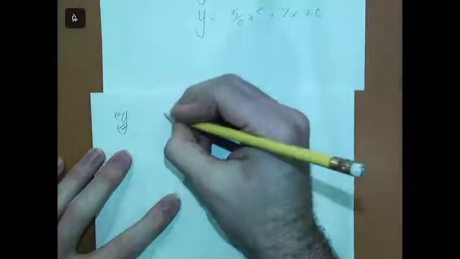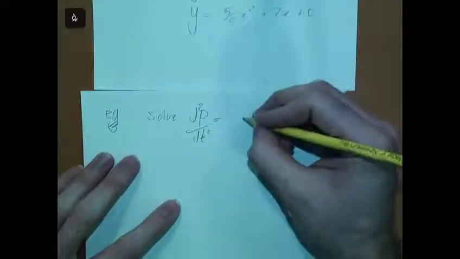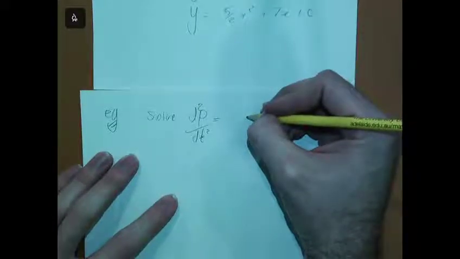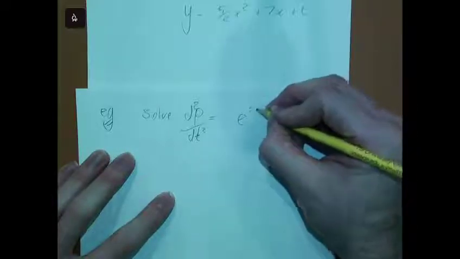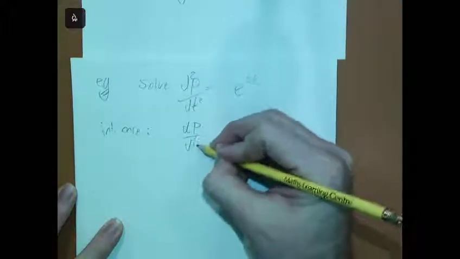Just as another example, d squared p on dt squared is e to the 2t, for example. Just because it's a second derivative doesn't mean we can't do it. Again, there's no p's anywhere. Keep integrating until I make all the derivatives go away. So if I integrate once, it will turn a second derivative into a first derivative.